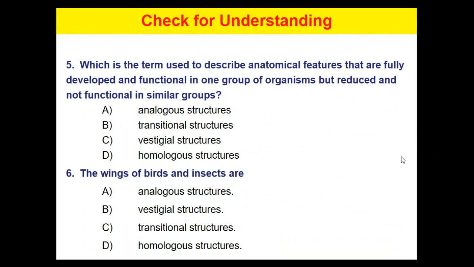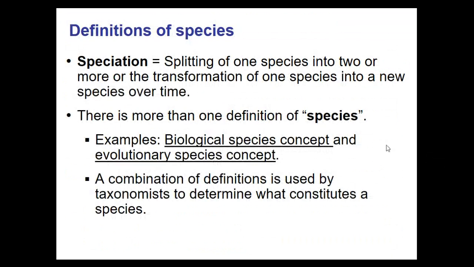Questions. This word speciation just means new species forming. So splitting of one species into two or more species, or the transformation of one species into a new species over time. So this would be speciation here. There was one species here, and it developed into two species.